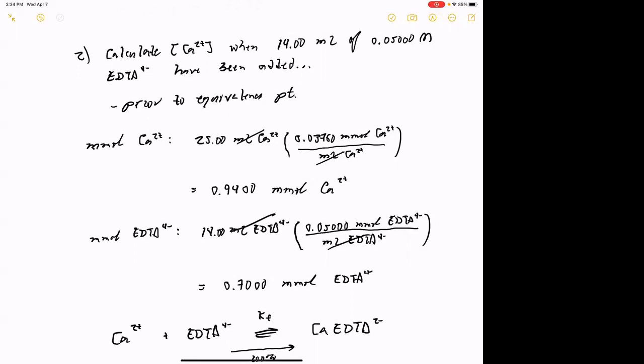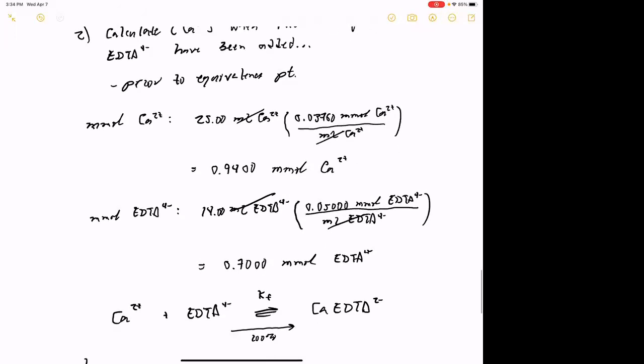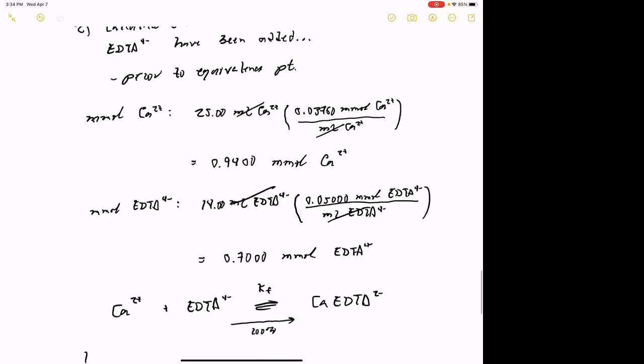So in this case, I've got my 14 mils. I'm going to multiply by the molarity, and I get millimoles of EDTA. Now, given that we have a 1-to-1 mole relationship, we can see who the limiting reactant is, and we can see who the excess reactant is right off the bat, right? Because the stoichiometry is easy here. Obviously, I've got fewer millimoles of EDTA, so that's what I'm going to run out of.